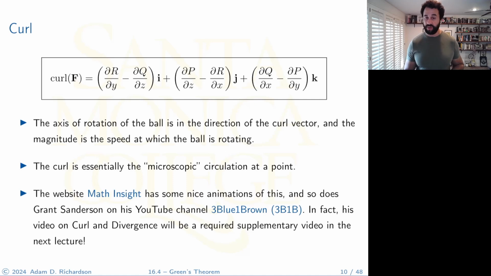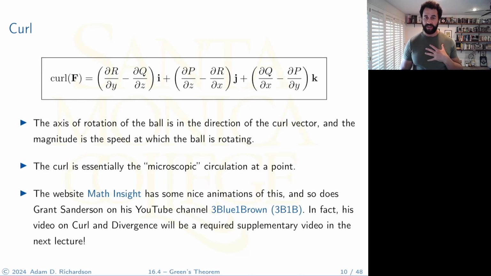So there's a good website that has a lot of animations on it. We're going to look at a few of them right now. It's called Math Insight. I encourage you to follow this link and mess with these animations on your own and just read what they have written there. I'm going to go through some of it, but I won't go through all of it.